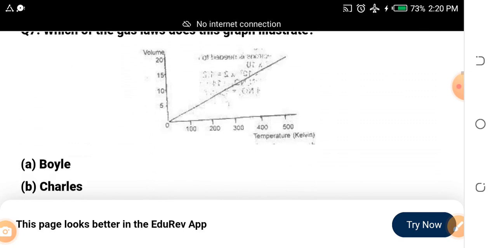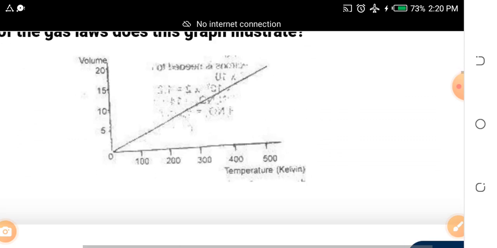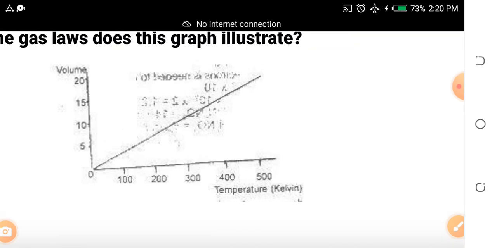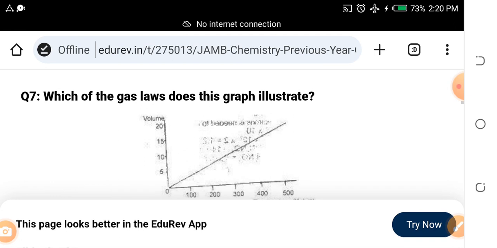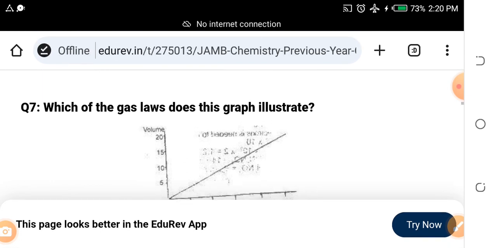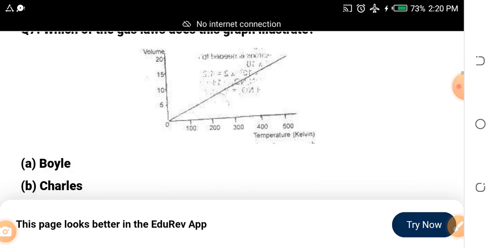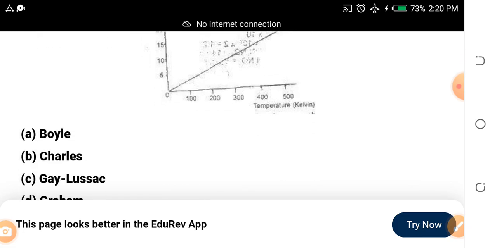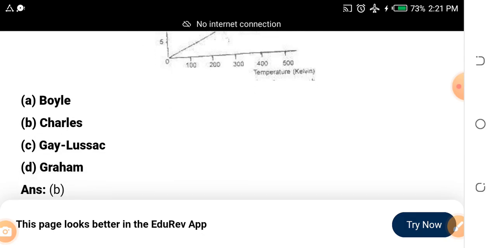Okay, let's look at this question. Question number 7. I want you to look at this graph very well. There is volume over temperature. This volume versus temperature graph. Which of the gas laws does the graph illustrate? You know we have several gas laws. We have Charles' law, Boyle's law, Gay-Lussac's law, Graham's law.